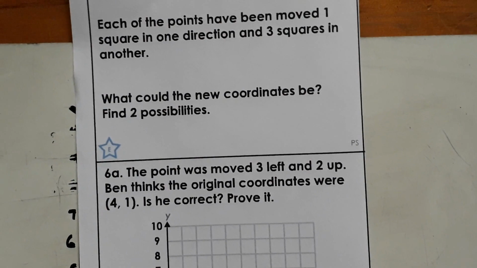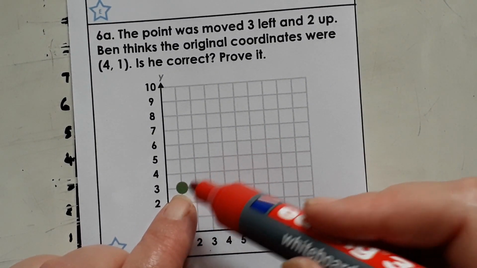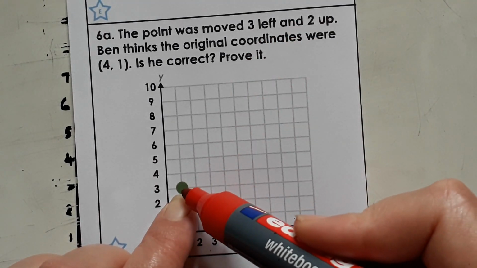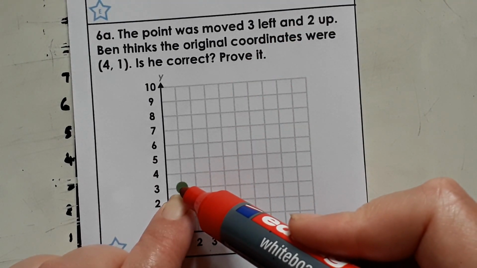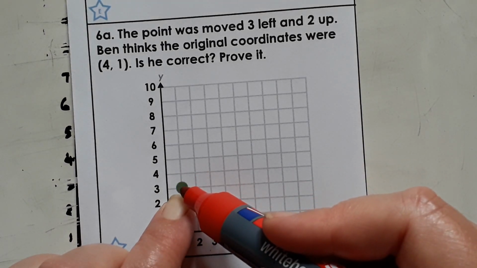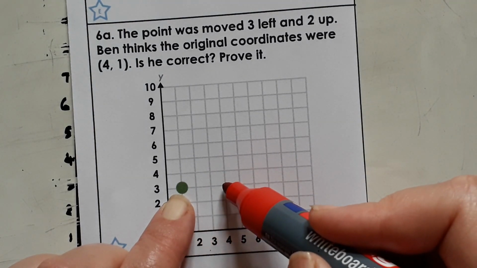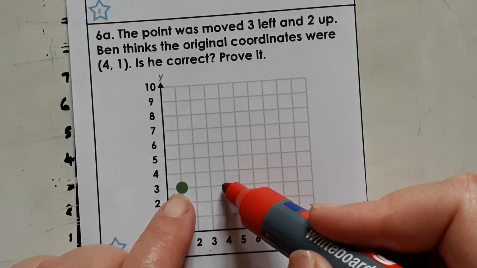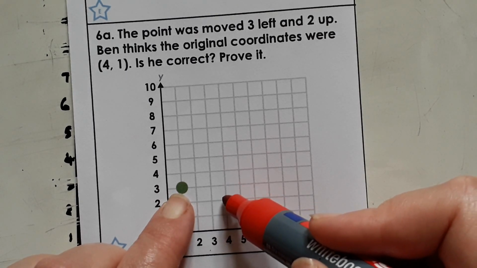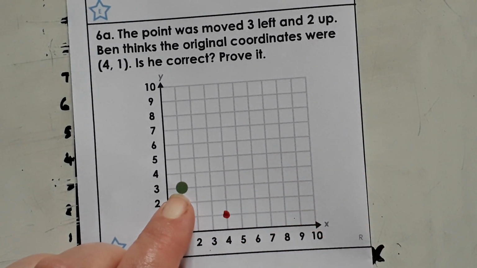Okay, that's why I kind of tried to put my left and right on the board, but they're out of shot at the moment. Okay, so if it ended up here after being moved 3 paces left, we need to work out where it came from. So we have to go 3 to the right. 1, 2, 3. Okay, and it came from 2 up. So we need to go 2 down. 1, 2. Okay, so the original point was there.